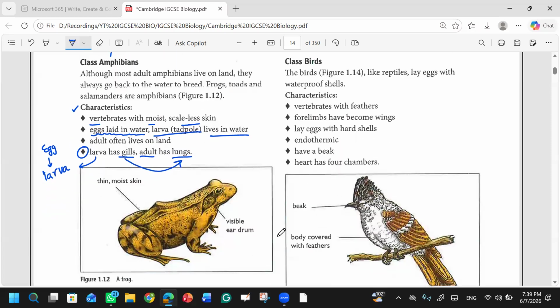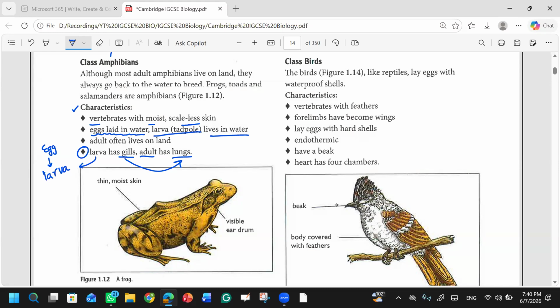Now, okay, the class birds. When we talk about class birds, what do you know about birds? What are birds? What do you know about them? Is there any common characteristic you know about birds? Feathers, they have a beak. They're vertebrates as well. They have wings. They lay eggs. This is common. They lay eggs. They have wings. They have feathers.